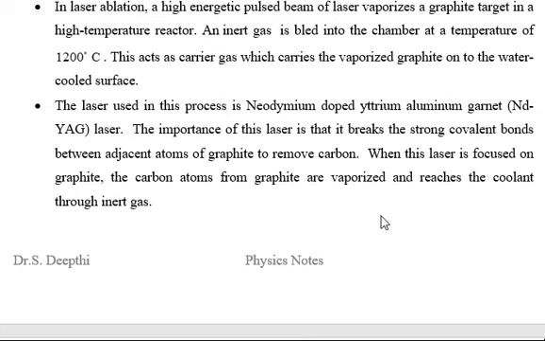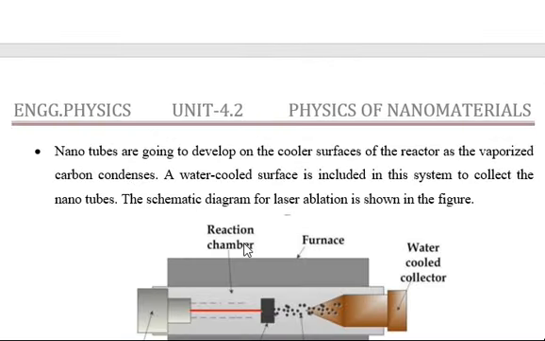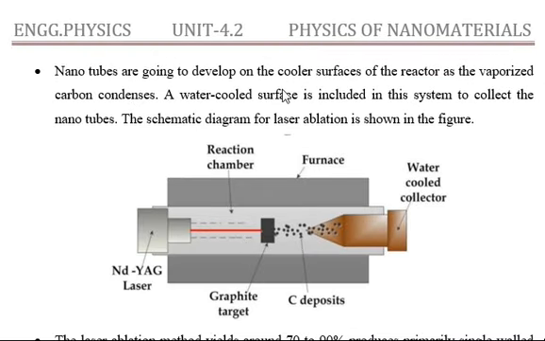When this laser is focused on graphite, the carbon atoms from the graphite are vaporized and reach the coolant through the inert gas. So the carbon atoms from the graphite are released, vaporized, and reach the coolant through the inert gas. Nanotubes develop on the cooler surface of the reactor as the vaporized carbon condenses.